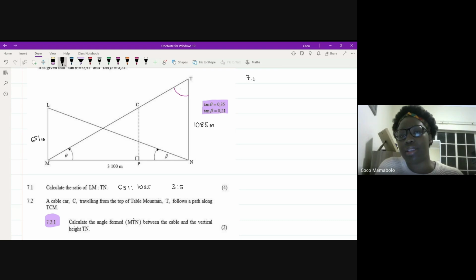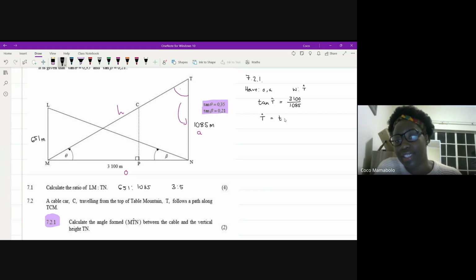Okay, so 7.2.1, I know I'm looking for T. Let's label in terms of T. This 1085 will be our adjacent side. 3100 will be our opposite side, and MT will be our hypotenuse. What do I have? I've got my opposite and I've got my adjacent, and I want my angle T. So I know I'm going to use tan of the angle T is equal to 3,100 over adjacent, which is 1085. So T is going to equal shift tan of 3100 over 1085, which is equal to 70.7 degrees. All right, and that's the answer that we get there.